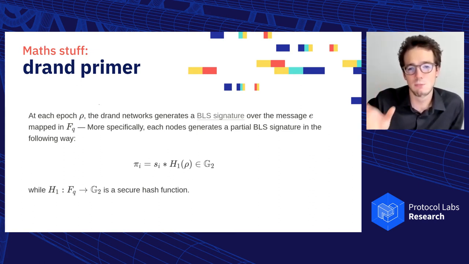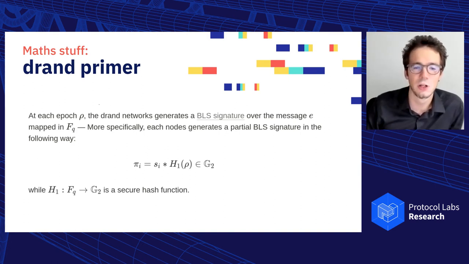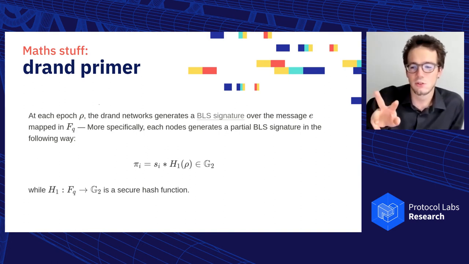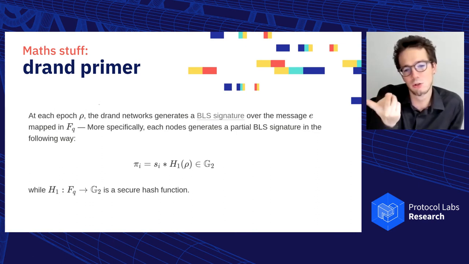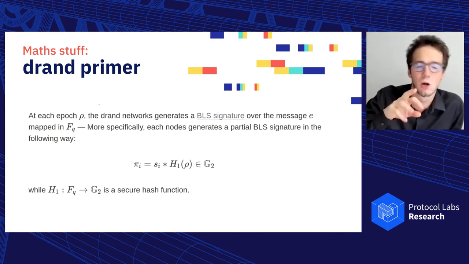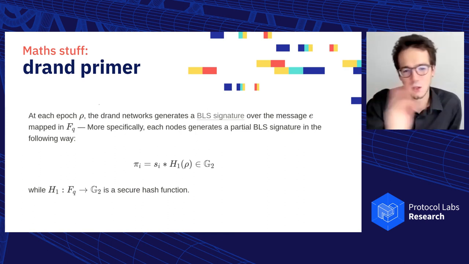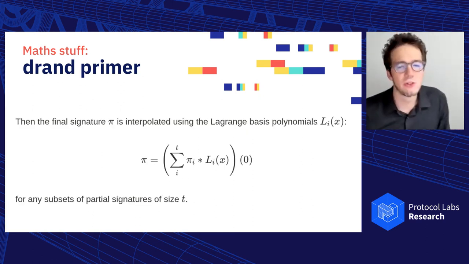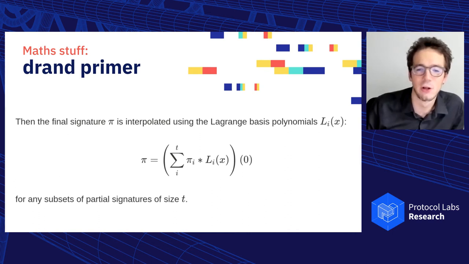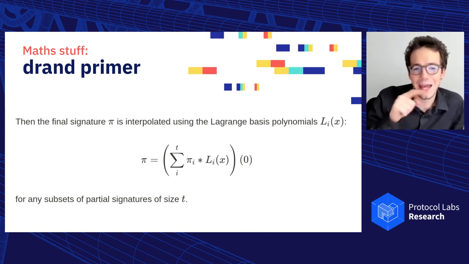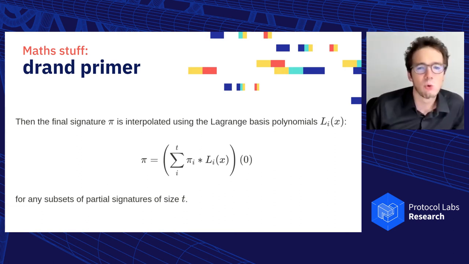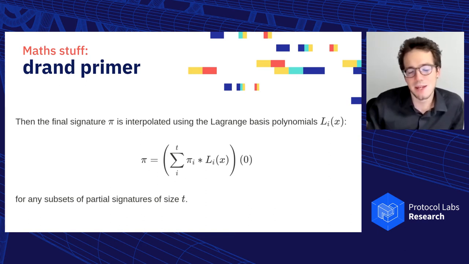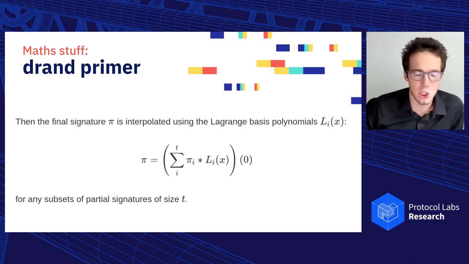The BLS scheme we're using here is actually on G2. You can do signatures with BLS either by having the public key on G1 and the signature on G2, or you can do it the other way around with the signature on G1 and the public key on G2. But here we do public key on G1, signatures on G2. DRAND is then aggregating all of the signatures together to get the final signature. But actually, the final signature is still a BLS signature. So it will be basically S, the secret of the whole network, times the message. So the message here was the hash of the epoch.